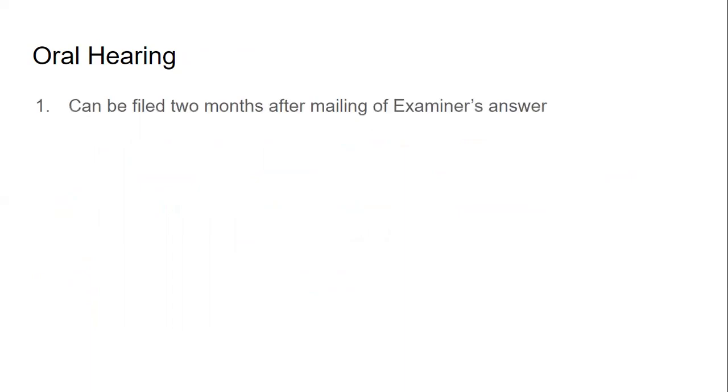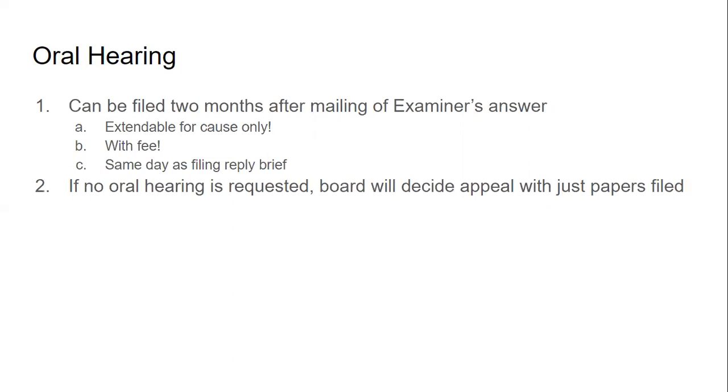So now what can happen, this is an optional step, this is the oral hearing. A request for the oral hearing can be filed with a fee 2 months after the mailing of the examiner's answer. So it has to be filed within that time. It is extendable for cause only. And then there is a fee. It'd be best to just do it on the same day as filing a reply brief, because when you file that reply brief, you're stopping that time period. However, if no oral hearing is requested, the board will decide the appeal with just those papers filed, and that won't affect your application in any way.